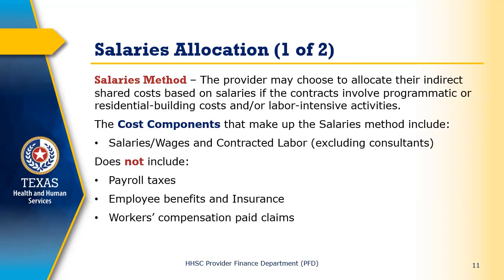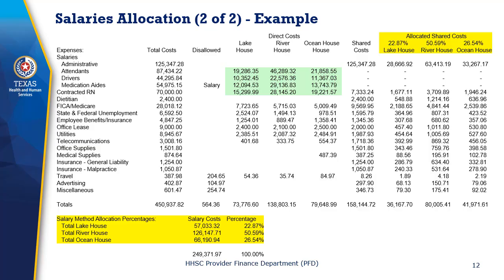In the cost component above, the term salaries does not include the following costs associated with the salaries or wages of employees: payroll taxes, employee benefits/insurance, workers' compensation paid claims. Next is an example of a salary allocation method. Direct salaries, highlighted in green, for each facility are summed and carried down to the small table highlighted in yellow.